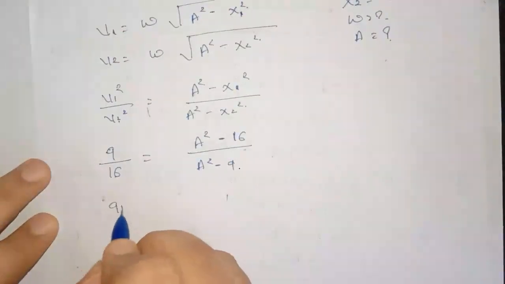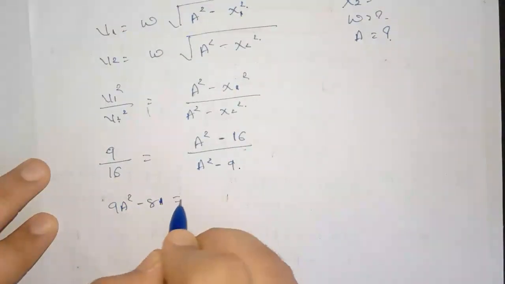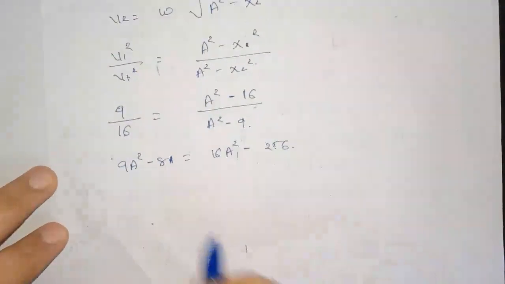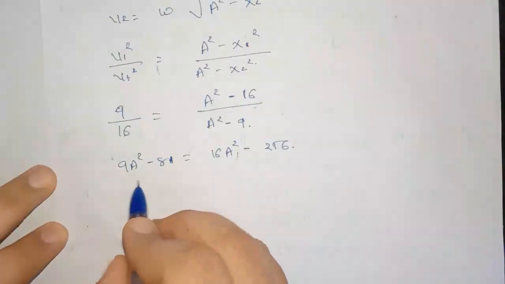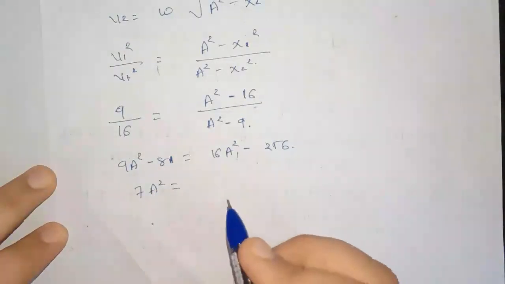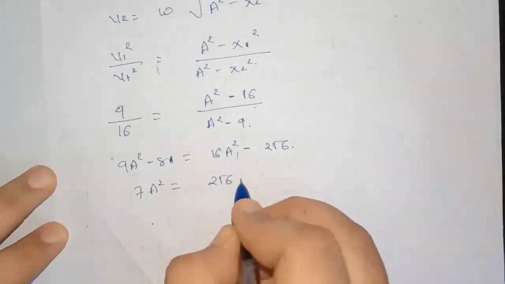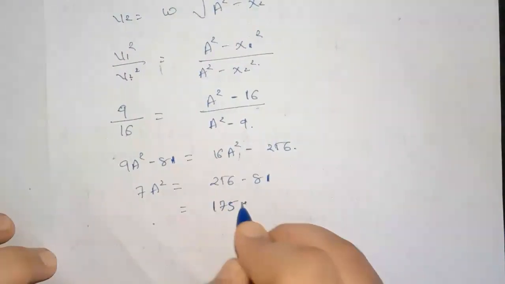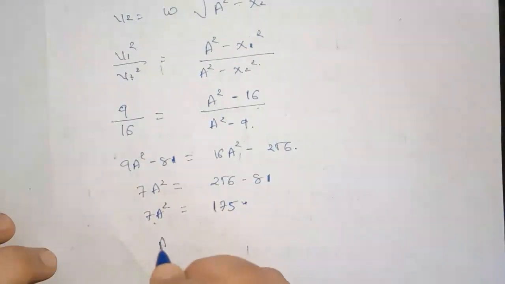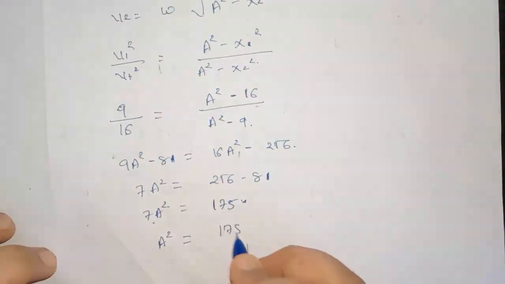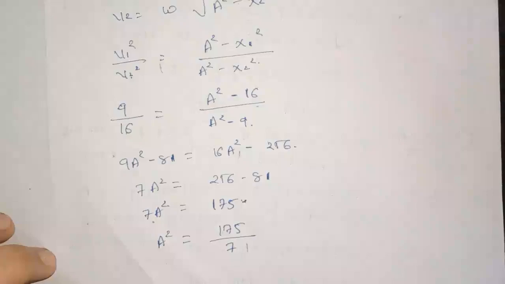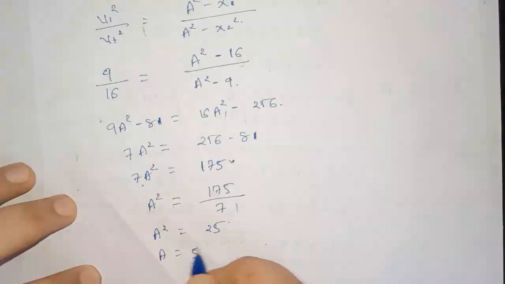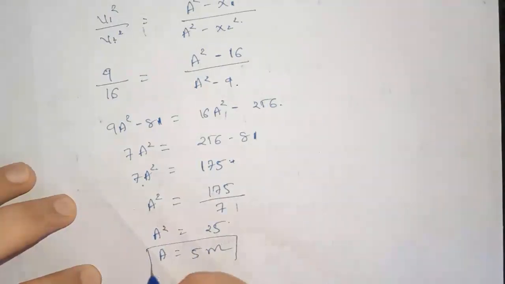Cross multiply. 9a square minus 81 is equals to 16a square minus 256. So 7a square will be equal to 256 minus 81. So this will be 175 is equals to 7a square. So a square will be equal to 175 by 7. So a square will be equal to 25. So amplitude A will be equal to 5 meters.